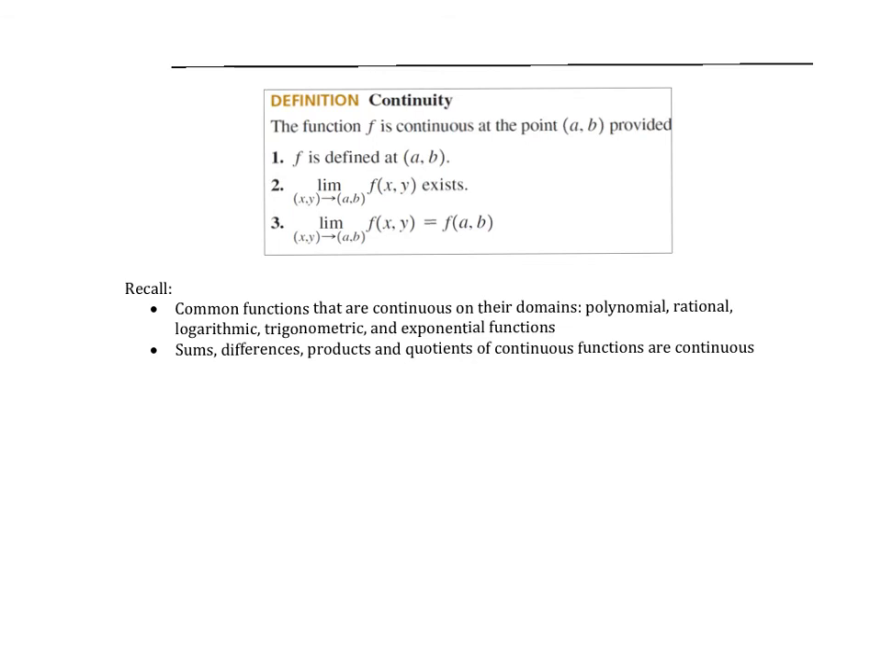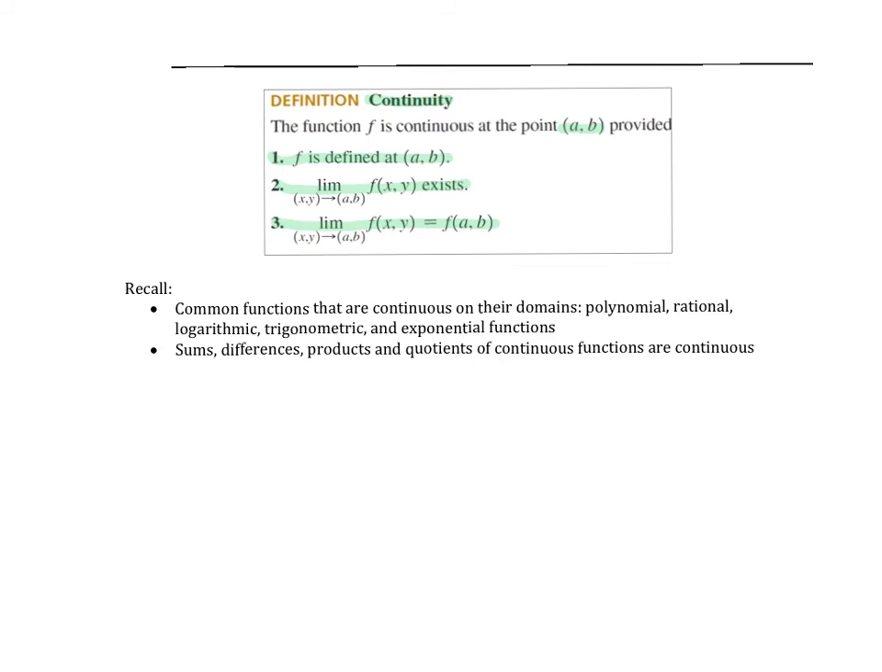And it's going to be the same definition that you had in single variable calculus. When we talk about a function being continuous at a point a, b, well, first, it has to be defined. There cannot be a hole at that point a, b. The limit has to exist. And the third criteria is that the limit has to equal the value of the function. So if all three things are true, then our function will be continuous at a point.